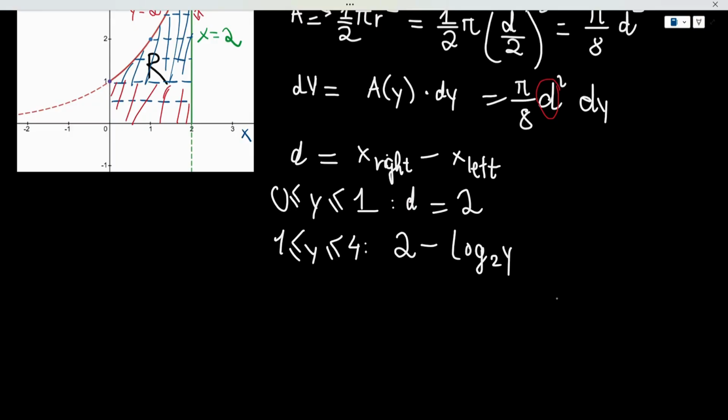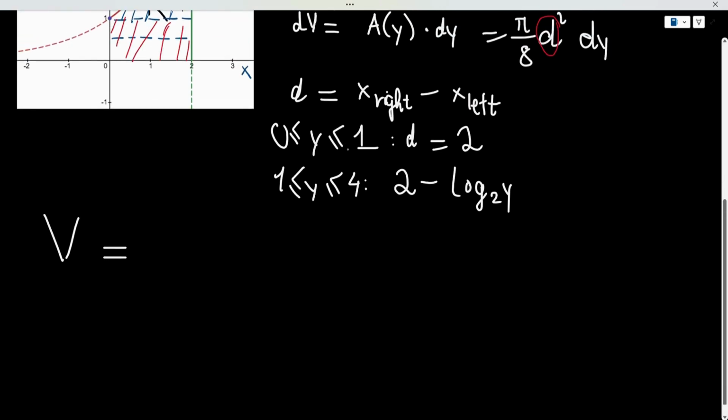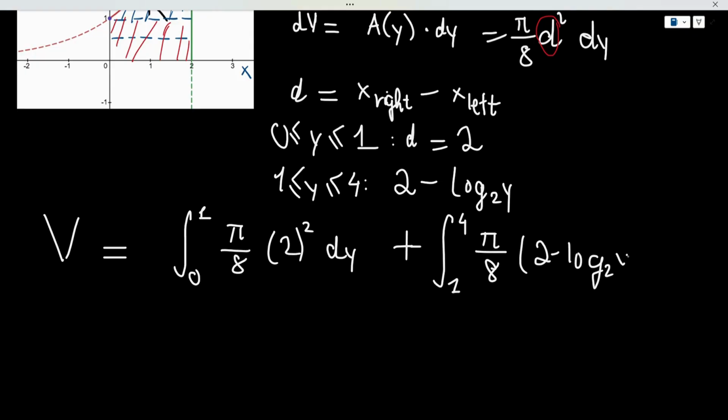Now we're going to combine them for the total volume expression. The ultimate volume equals the volume from the first region over here, which is the integral from 0 to 1 of pi over 8 times 2 squared dy, plus the integral from 1 to 4 of pi over 8 times (2 minus log base 2 of y) squared dy.